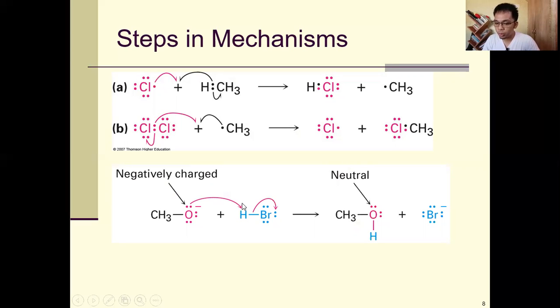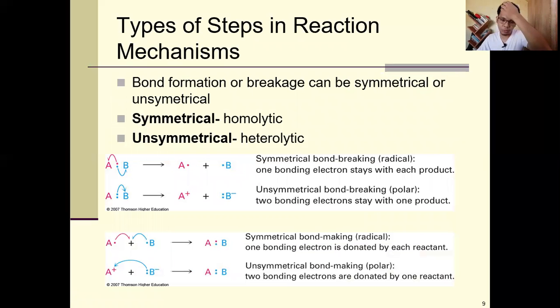Sila yung nagtuturo kung ano yung bond na nag-form at kung ano yung bond na nag-break. So, arrow ang nagdidepict ng mga yan kung saan niya nilalagay. But we have two different types of arrow. We have symmetrical and unsymmetrical.